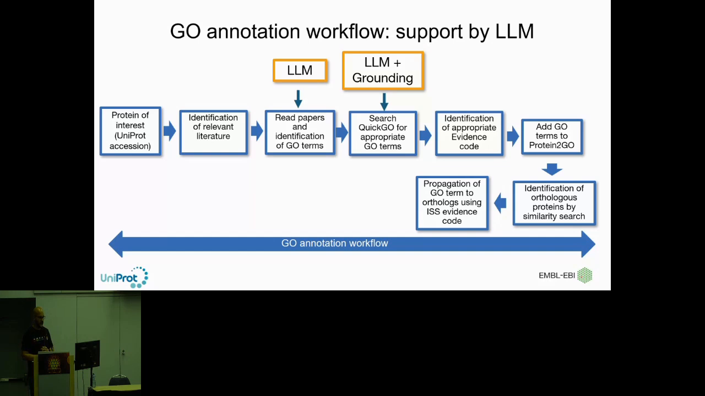We want to plug in, or maybe aid, the third and fourth steps in this workflow, where we want to apply large language models, with their contextual capabilities, to read a paper on behalf of a curator and identify GO terms. Once we have the GO terms, we can cross-check them with the QuickGO database. We call this process grounding, which is basically harmonizing the GO terms. So we have the GO terms, and we check if they exist, and that the name and description exist.